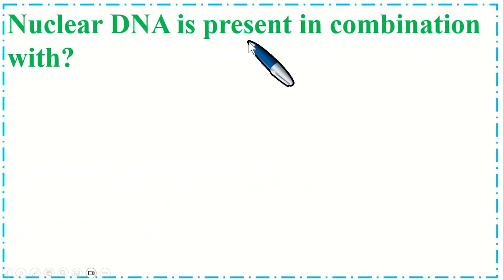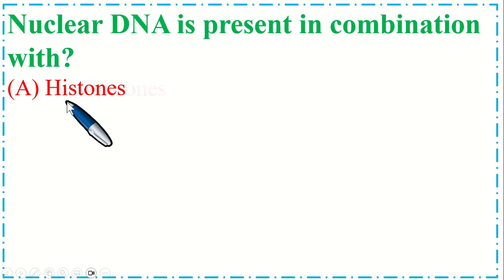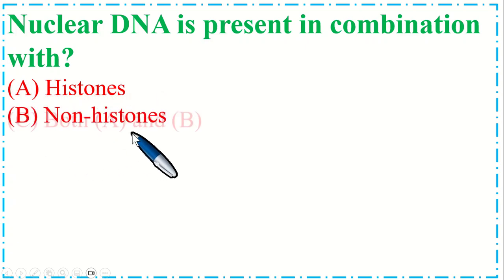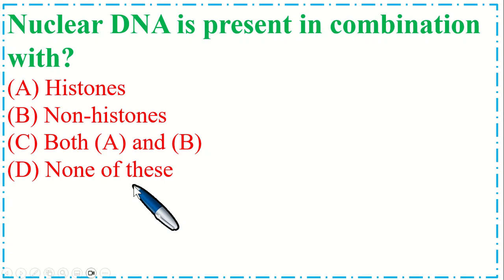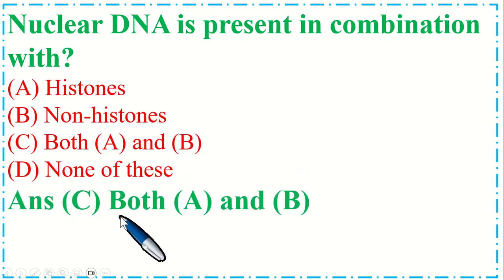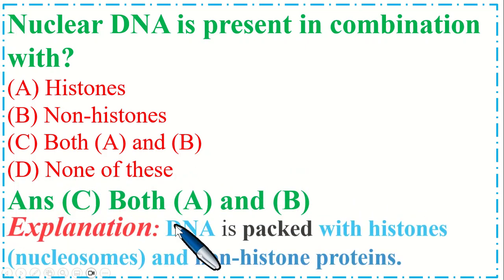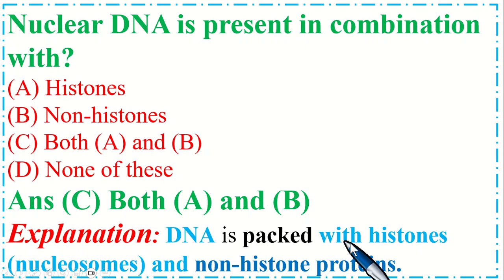Nuclear DNA is present in combination with: option A, histone; B, non-histone; C, both A and B; and option D, none of these. So the correct option is C, both A and B. DNA is packed with histone nucleosomes and non-histone proteins.